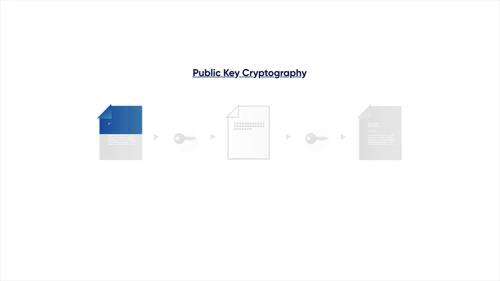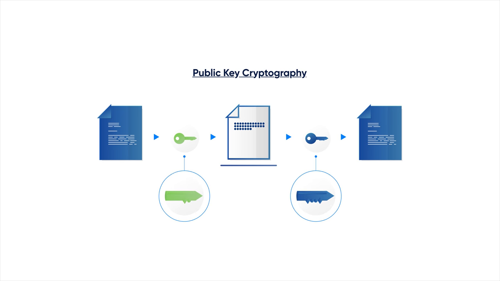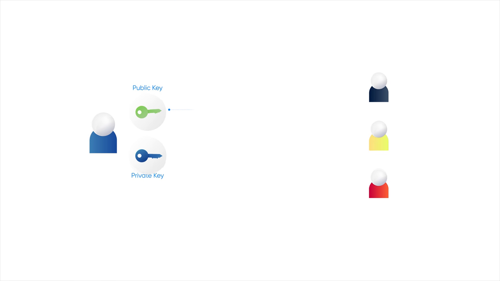Public key cryptography is an improvement on standard symmetric key cryptography. Rather than using a single key for encryption and decryption, the public key cryptography uses separate keys, a public key to encrypt and a private key to decrypt. A user can safely share their public key with anyone, but should never let anyone see their private key, regardless of how much they trust them.